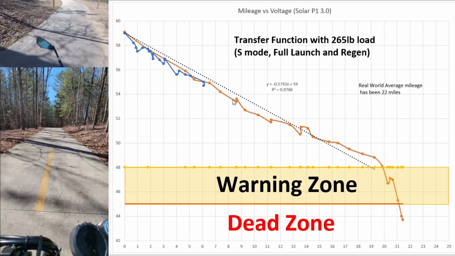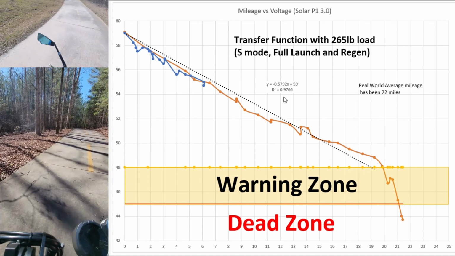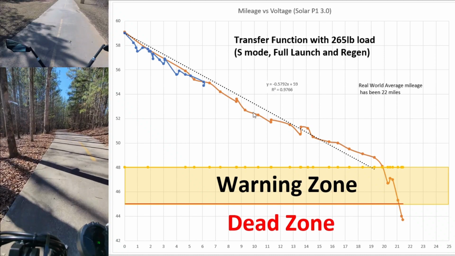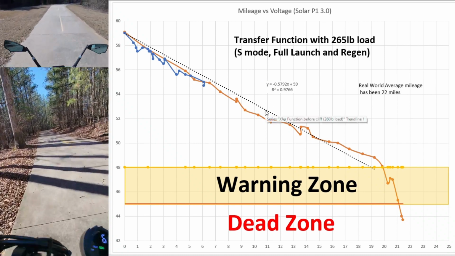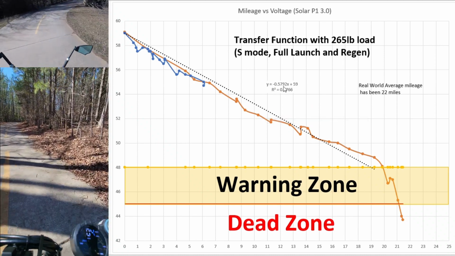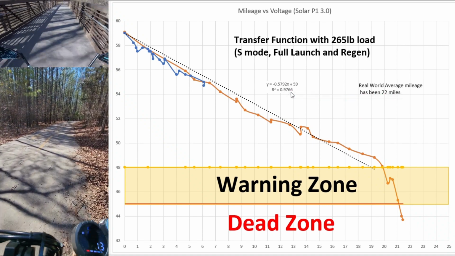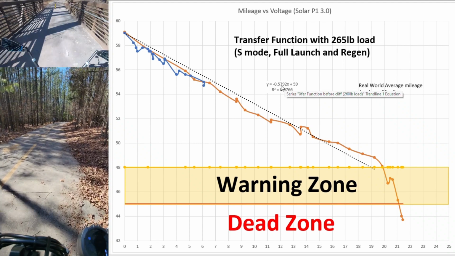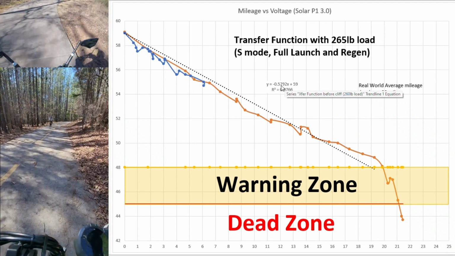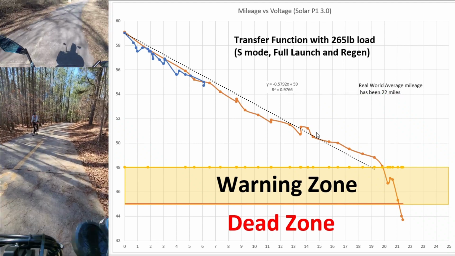Okay, so as we look at this transfer function, it's mostly linear. I could probably get a better fit if I did a polynomial fit, but if I'm sitting out there trying to figure out if I can make it home or not, I don't want to deal with a second order function. Just a simple, okay, 580 millivolts per mile. That's good enough for me to estimate.